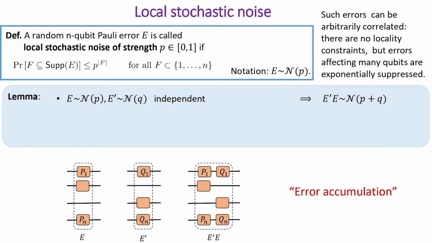So for example, we can analyze what happens when we have two errors that happen in succession. If they're both local stochastic errors, then the result of this product will still be a local stochastic error with an error rate which is just the sum. So this is true if these errors are independent, but in fact, we can also say something about the case where they are dependent. So this is combinatorics, basically. Suppose we have error rates P and Q, and we take the products, they're not necessarily independent, then we have this sort of upper bound on the noise strength of the product. So we'll call this effect error accumulation.